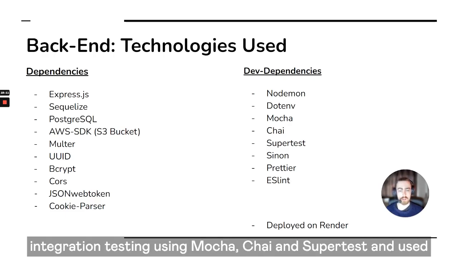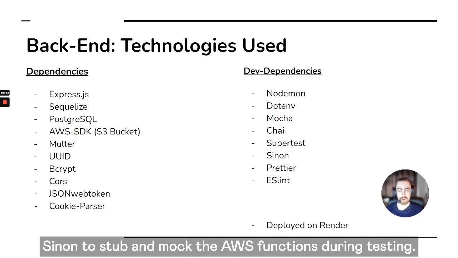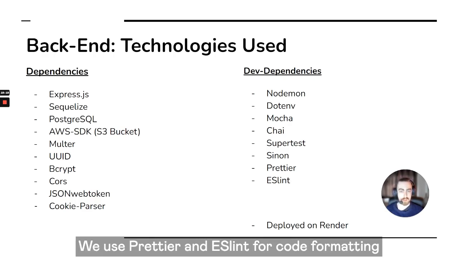We did integration testing using Mocha, Chai, and Supertest, and used Sinon to stub and mock the AWS functions during testing. We used Prettier and ESLint for code formatting, and we've deployed the backend on Render.